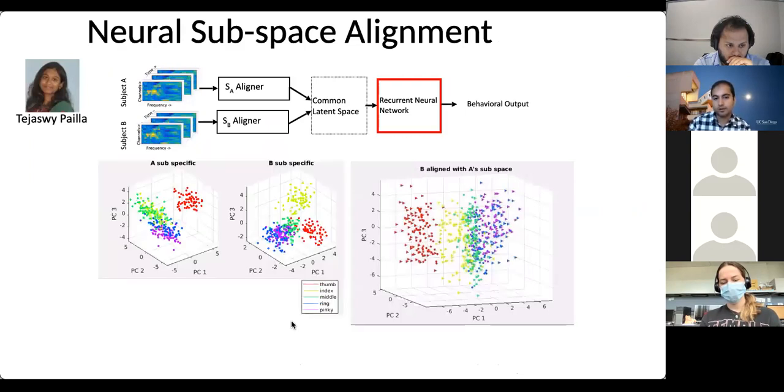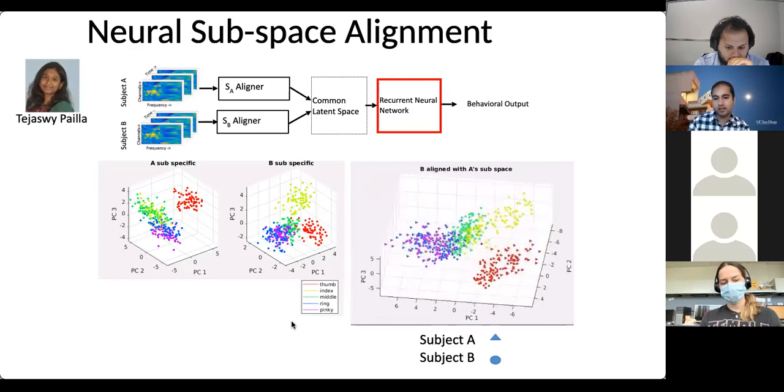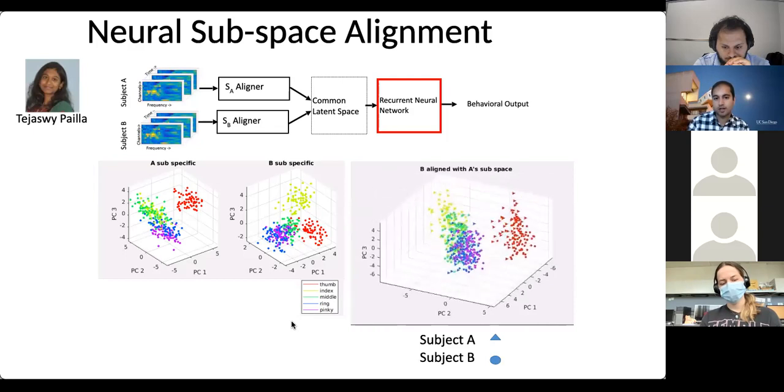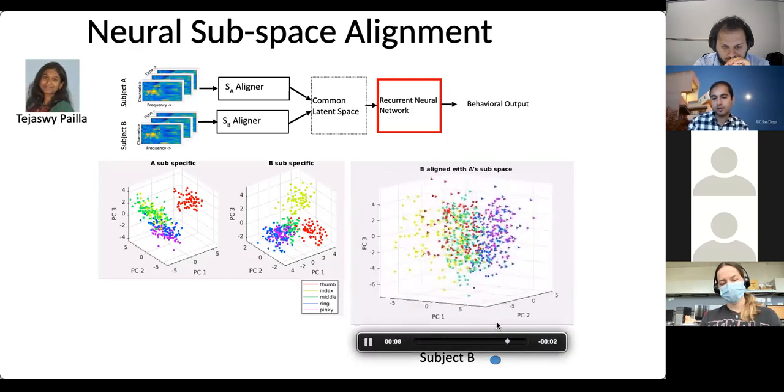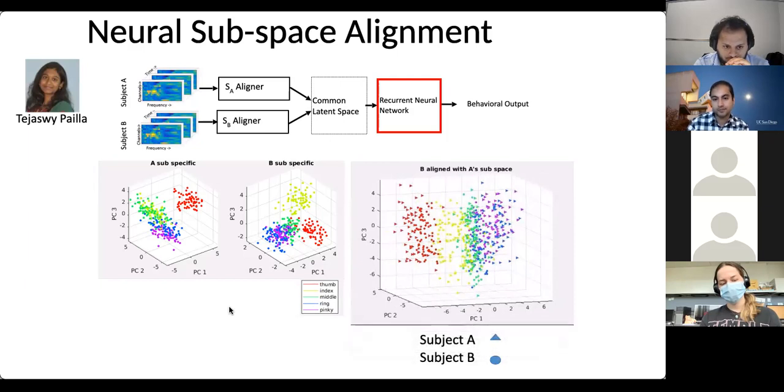And we can also look at data across subjects. Here we've aligned neural latent space across multiple subjects by different shapes. The colors are consistent behaviors. This is a finger flexion task.